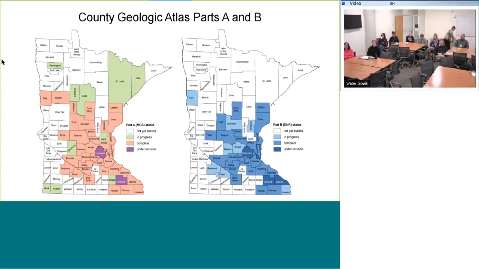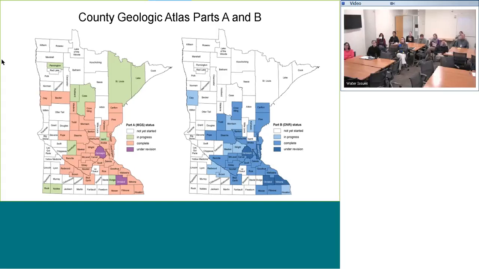The map on the left here shows the progress the Geologic Survey has. Anything in red already has a completed Part A. Anything in green, they're currently working on. And there are some atlases in purple. Those are atlases that they made back in the 80s and early 90s, and there's enough interest in those counties that they're now going back with new updated information and updating those atlases.